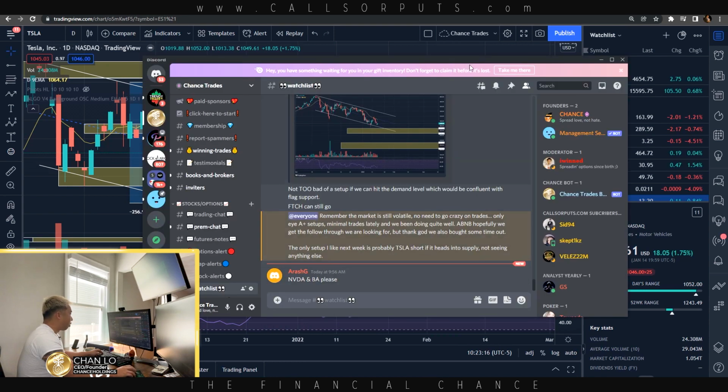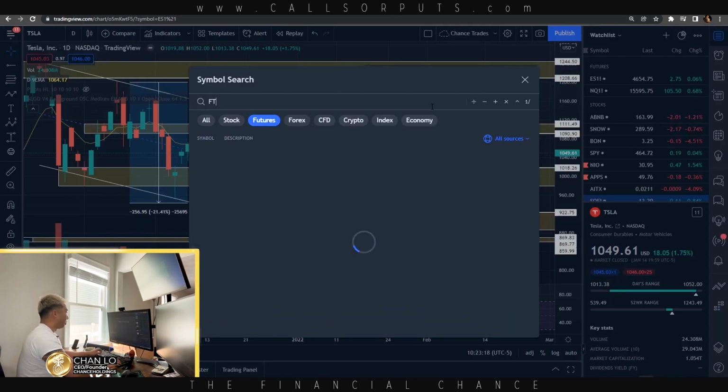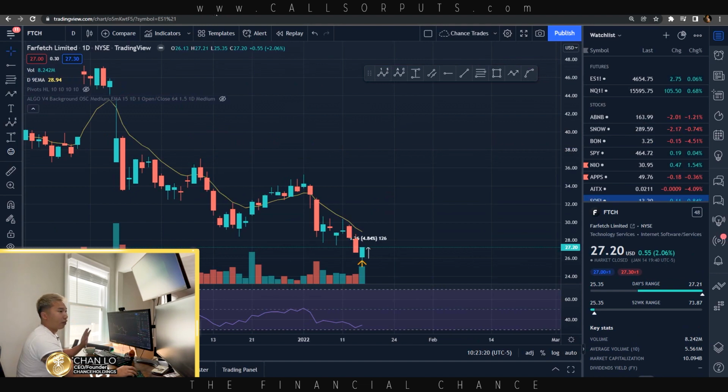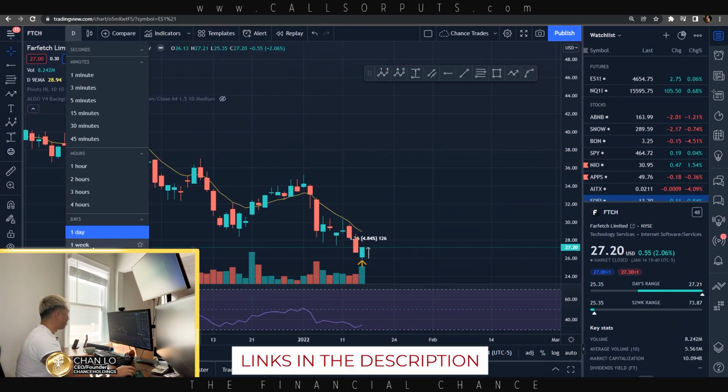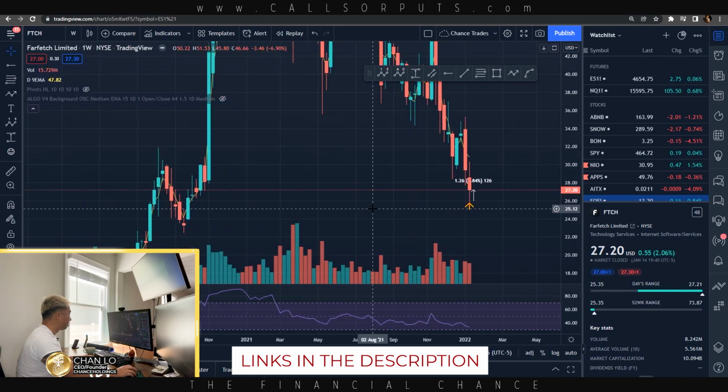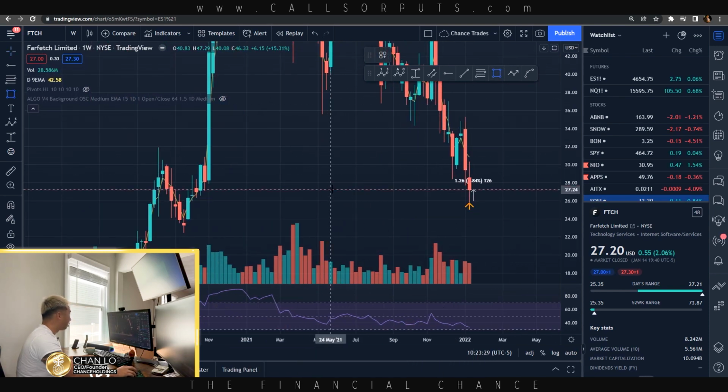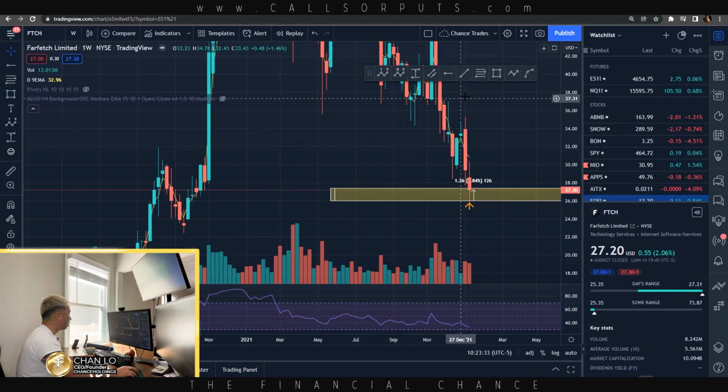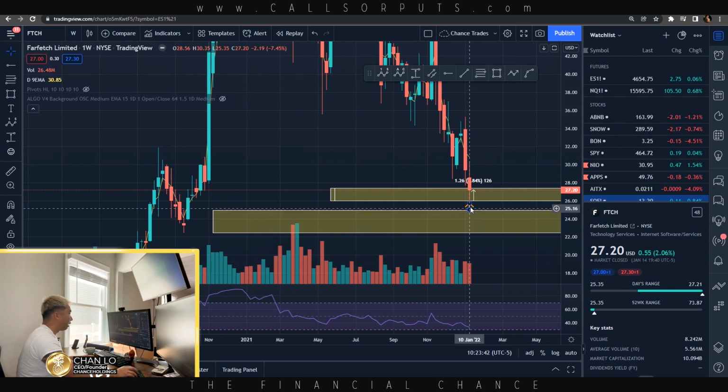Some other stocks, Fetch. We absolutely demolished this. Again, this is very important to show you guys what the platform does. I think there was a weekly demand zone here. There was a weekly demand zone right here, and this one right here. And as you can see, it reacted out of here.